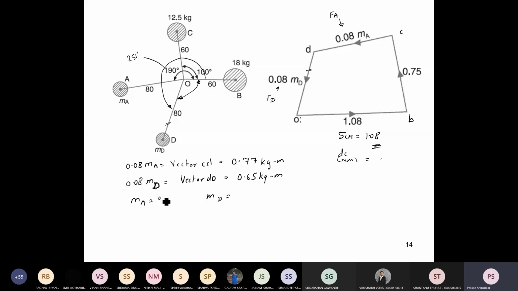So MA, I am getting it as 9.625 kgs and MD is equal to 8.125 kgs. So please raise your hand in the chat box if you are getting values which are close to these values, so that I know how many of you have got it right. Values are 9.625 kgs and 8.125 kgs.